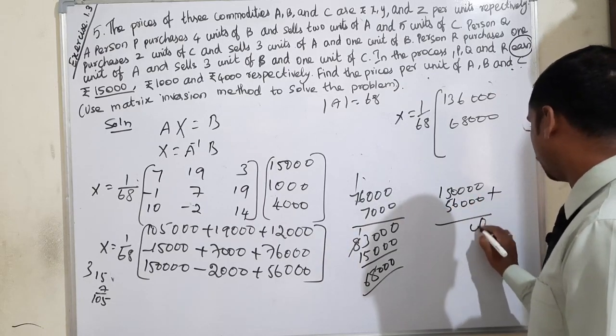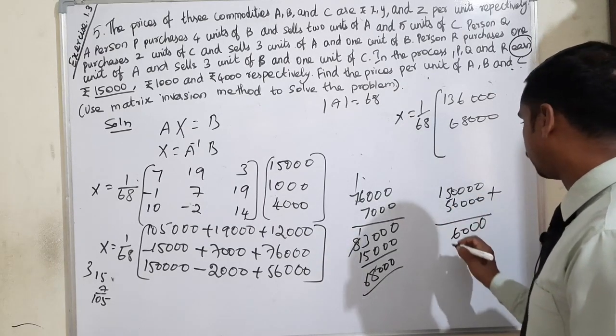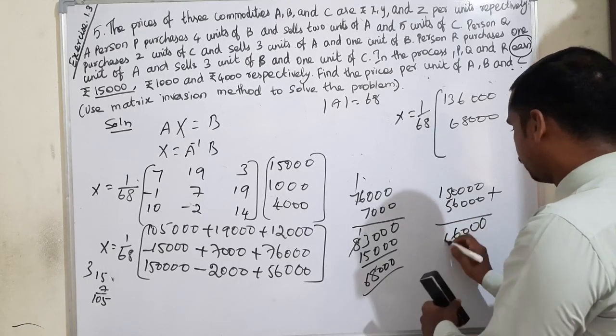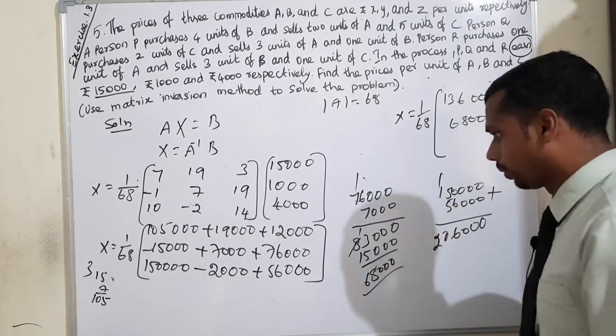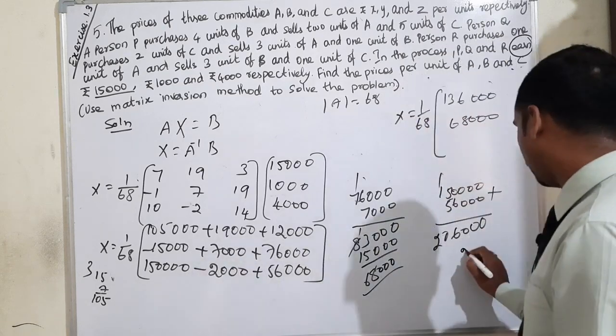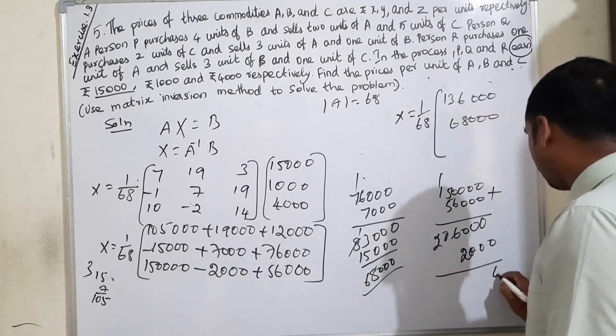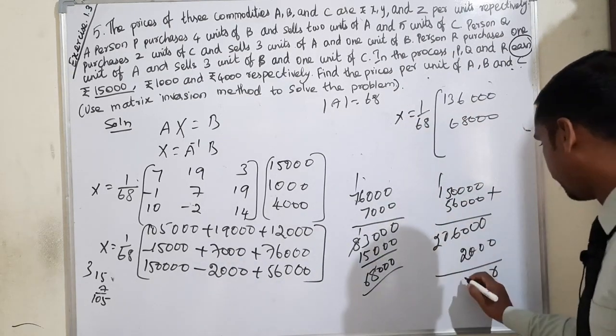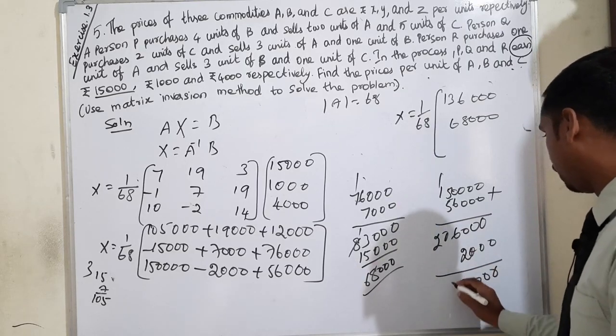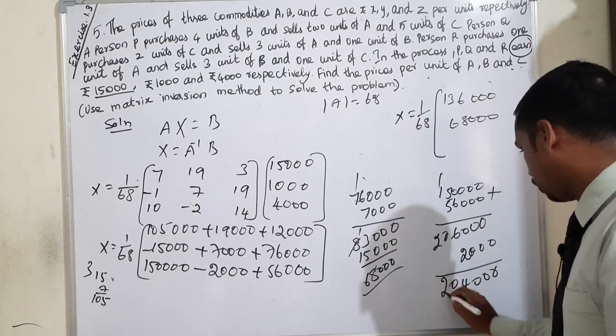56,030. Add it first. 0, 0, 0. 6, 5 plus 5, 10. 0, 1, 1 plus 1. So 206. Minus 2,000 only. Minus 2,000, what will happen? 0, 0, 0. 6 minus 4, 6 minus 2, 4. Again 0. Added 2, 0 only, isn't it?